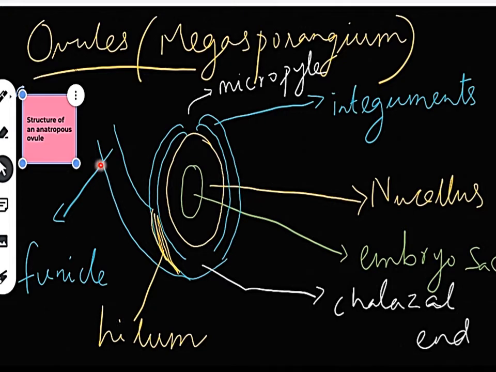Ovules are attached to the placenta in the ovary by means of a stalk. The stalk is called funicle. The point of attachment of the funicle with the ovule is called hilum. Placenta is a tissue present in the ovary to which the ovule gets attached by a funicle.